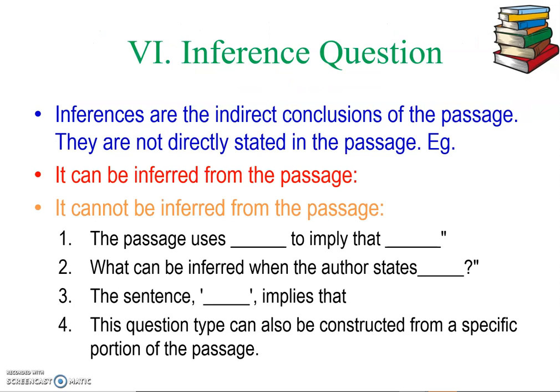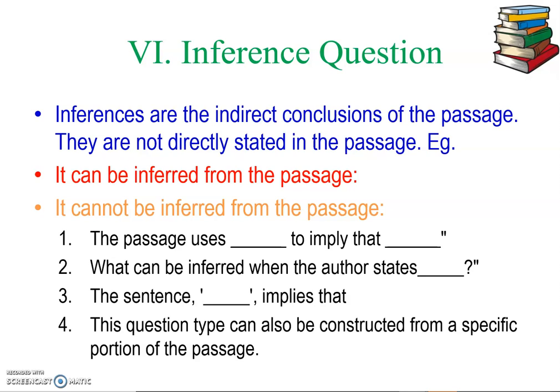The sixth category of question is inference questions. Inferences are indirect conclusions of the passage. They are not directly stated in the passage. Example: it can be inferred from the passage, it cannot be inferred from the passage. So sometimes the author is trying to ask what is the inference, and at times the author is trying to ask what has not been inferred.